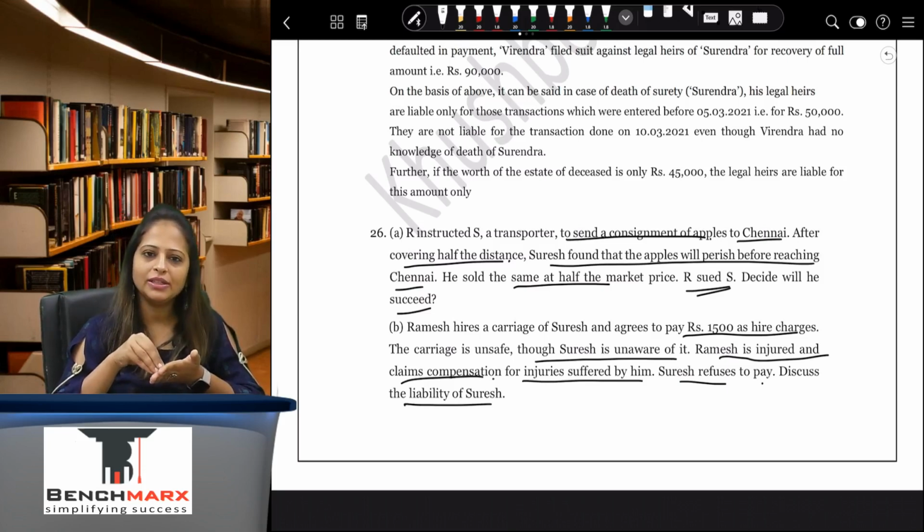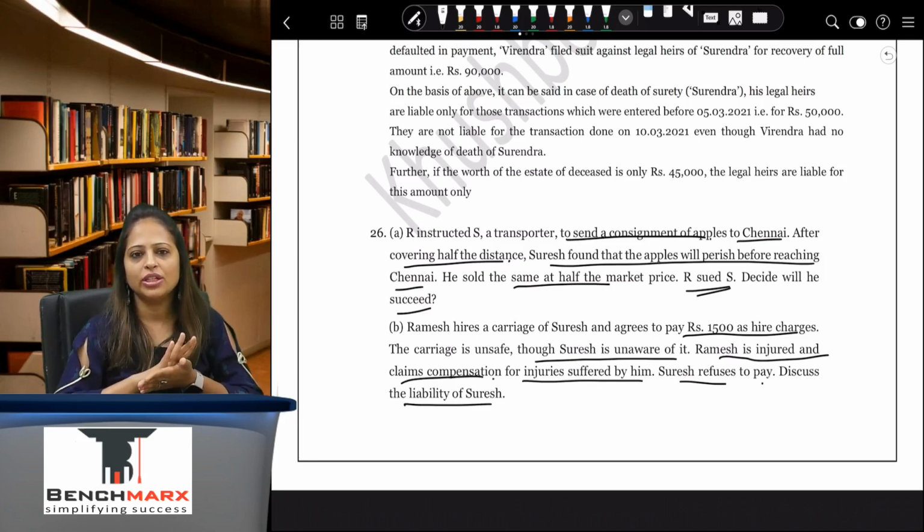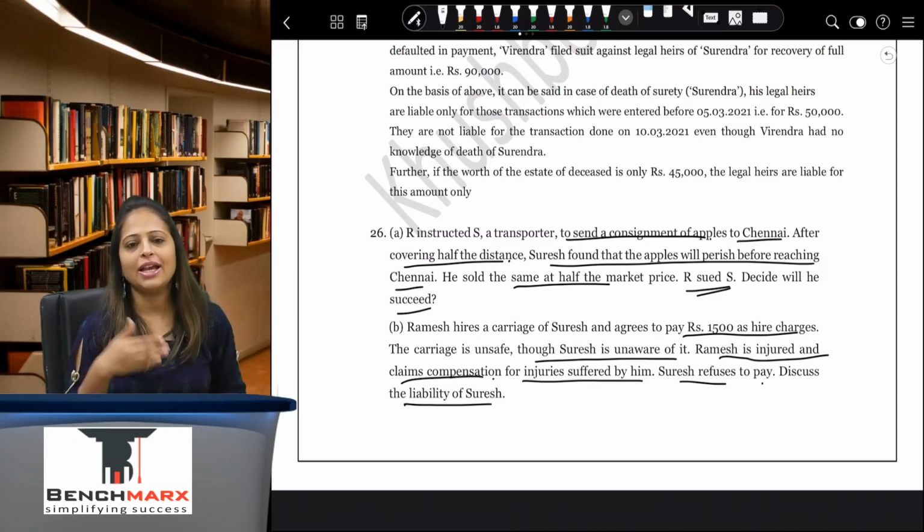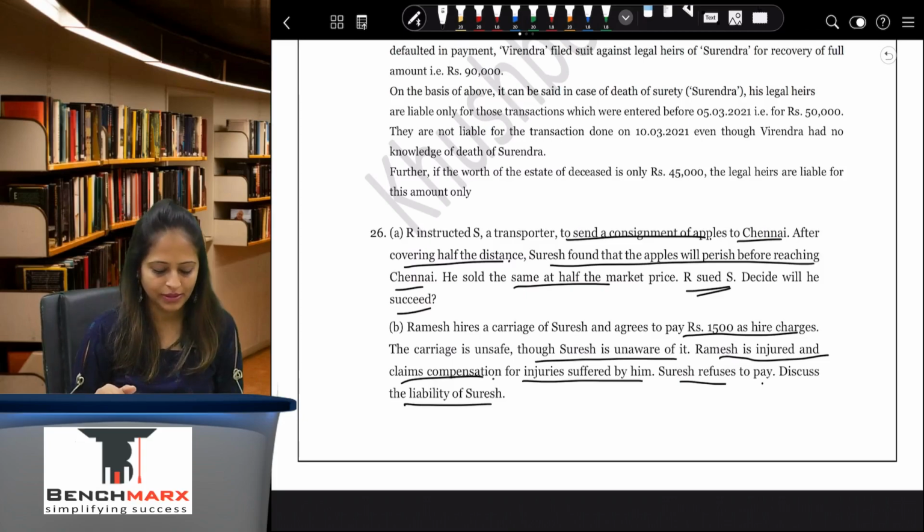Had the goods not been given on hire, were it a gratuitous bailment, then in that case Suresh, the bailer, would not be responsible because it's a gratuitous bailment and he was not aware. It is a bona fide mistake. But in case you're giving it on hire, it is the responsibility of the bailer to check, and he will be held responsible.